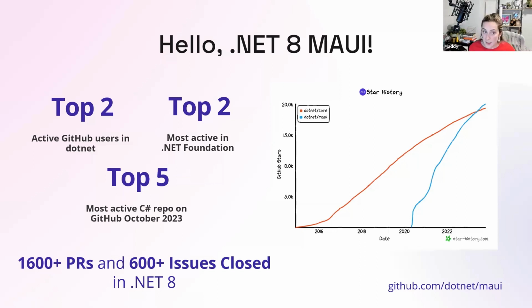we are very active in the open source world, which is really good. People like it at the same level as .NET Core. We passed them in stars, which is crazy. .NET Core has a lot of stars, so that's pretty exciting. And most importantly, in .NET 8, we closed over 1,600 PRs, which is a lot. That's like 4 or 5 a day. So that's pretty good. And a lot of those were community created or community reviewed.